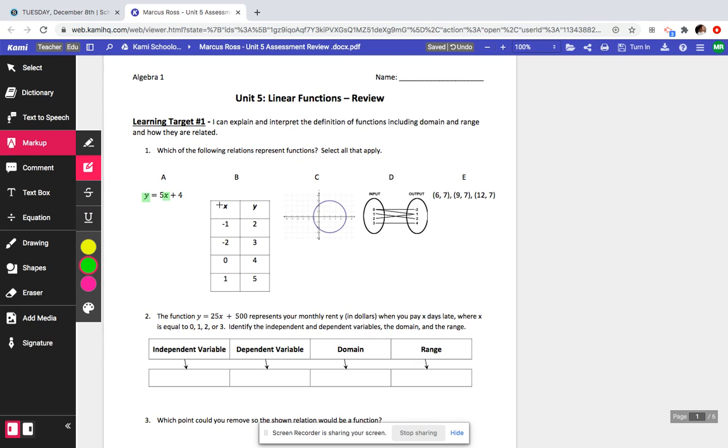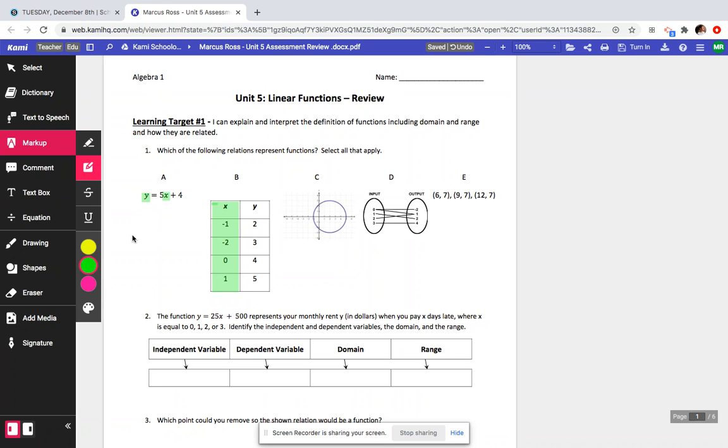Let's look at B. In B, you only have to look at your x values here. I do not care about your y's at all. You only have to look at your x's. If your x's do not repeat, you have a function.